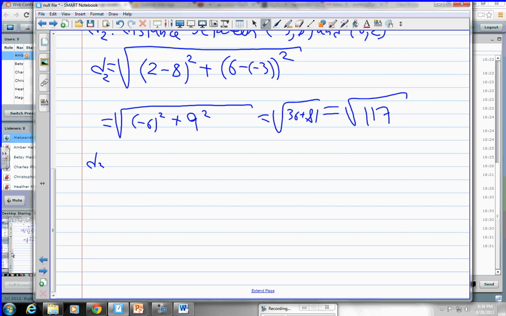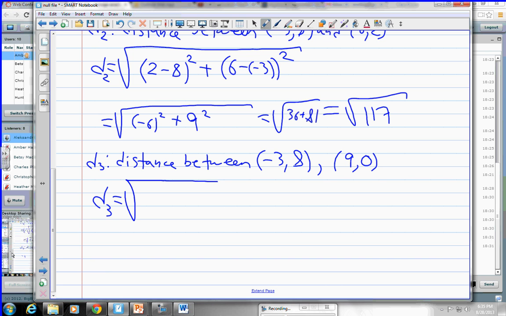And let's call it d3, which is the distance between negative 3, 8 and 9, 0. So again, using the same old distance formula, I would have to subtract the x values, the y values, and again, it doesn't matter in which order you do those, it'll work out. Because they're all squared and there's a plus in the middle. So everything is nice and friendly.